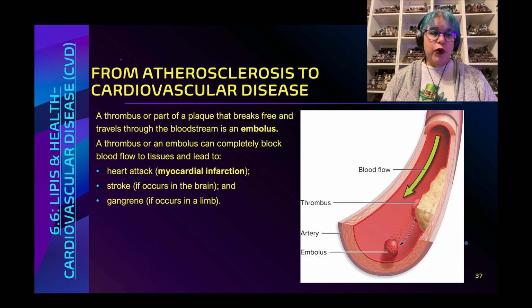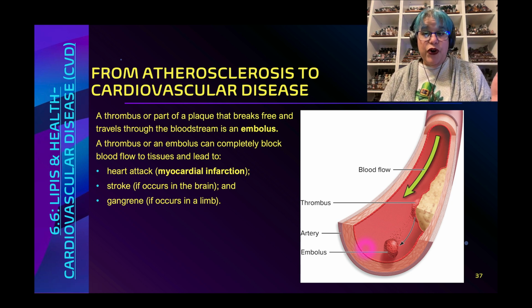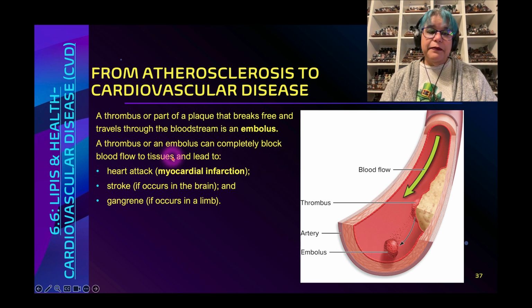Okay, so a thrombosis, or part of a plaque that breaks free and travels through the bloodstream. So I've got a thrombosis here. When it breaks off, it becomes an embolus. Okay? This embolus can literally float through the bloodstream, find a narrowed artery, and stick in it like a cork. Okay? That means that it can completely block blood flow to the tissues.